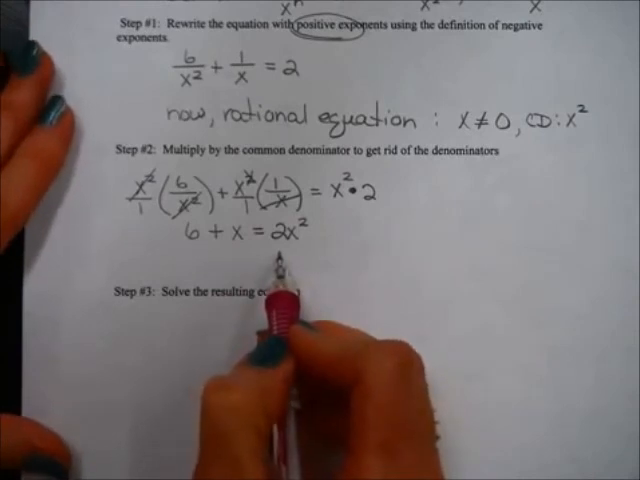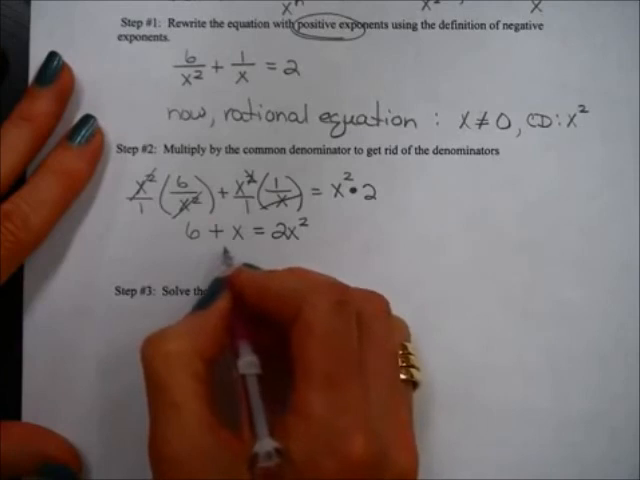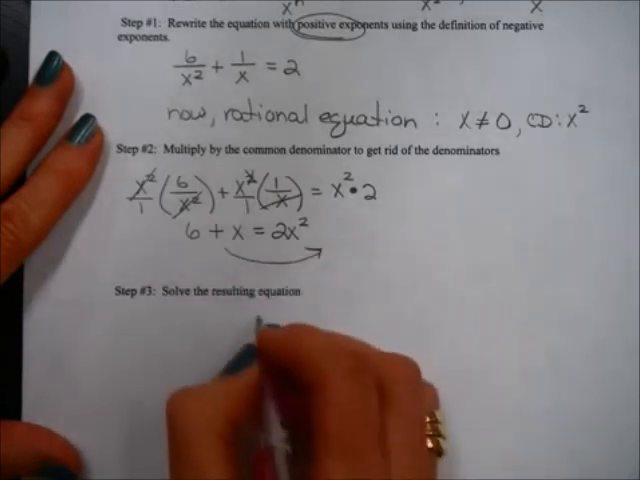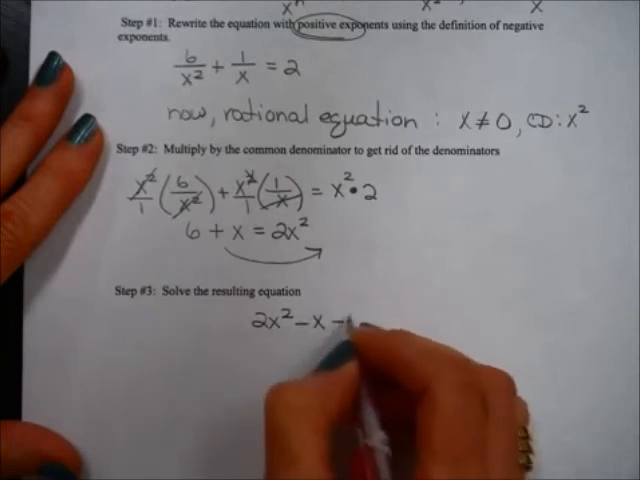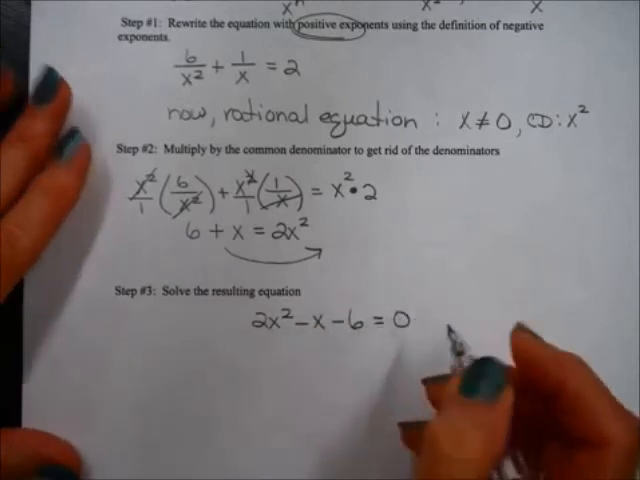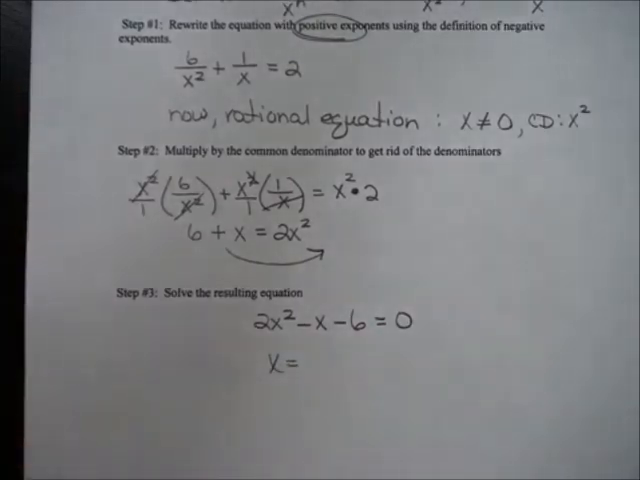This is now the equation that we need to solve. It is quadratic, so put it in standard form. I'm moving all of this to the other side. So I have 2x squared minus x minus 6 is equal to 0. Put this in your quadratic formula or factor it to solve it.